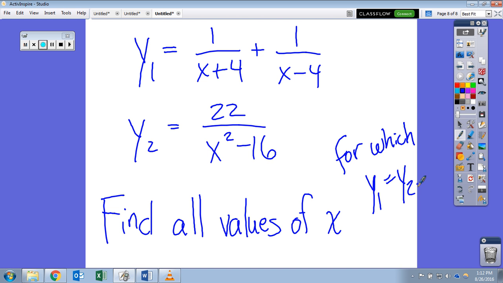Wait, will you walk me through it if I do? Yes. Y sub 1 is this. Y sub 2 is this. Find all values of x for which y sub 1 equals y sub 2.